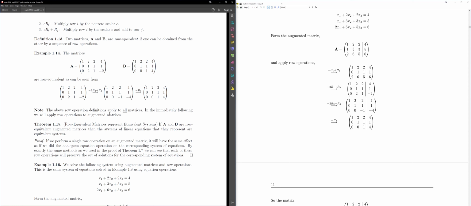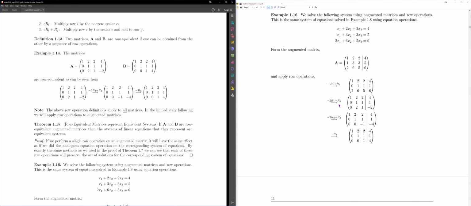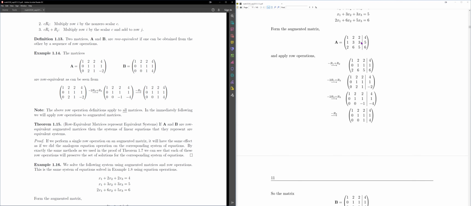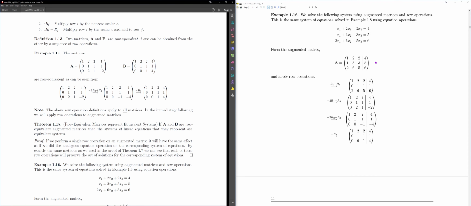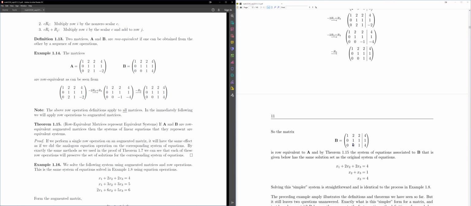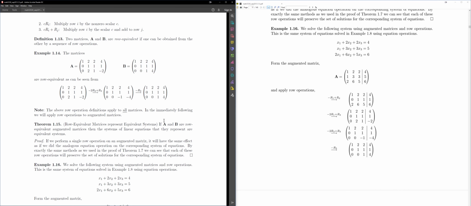And because they're row equivalent, according to this theorem, what that means is that the systems they represent are equivalent. This one represents the system, and this one represents the system, and the systems themselves are equivalent. In other words, they have the same solution space. So why would you care about something like this?